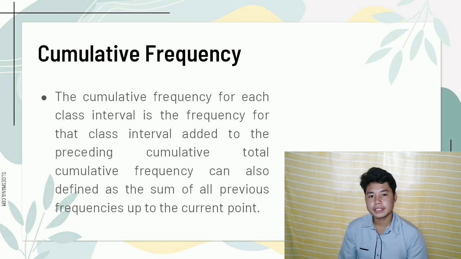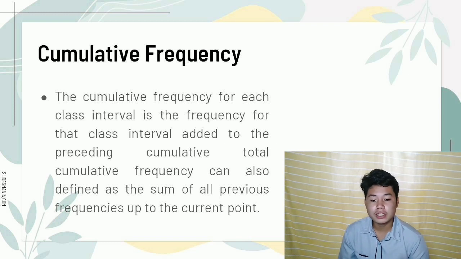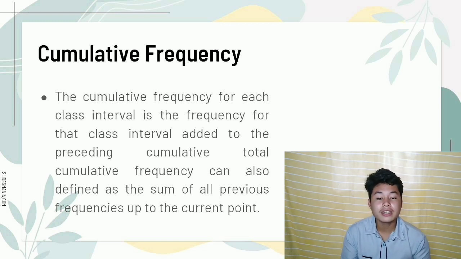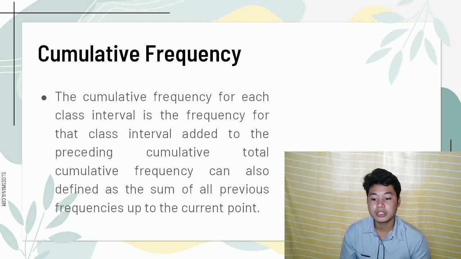Let's proceed to our next topic, the cumulative frequency distribution table. The less than cumulative frequency distribution is obtained by adding frequencies successively from the lowest to the highest interval, while the more than cumulative frequency distribution is obtained by adding frequencies from the highest class interval to the lowest class interval.